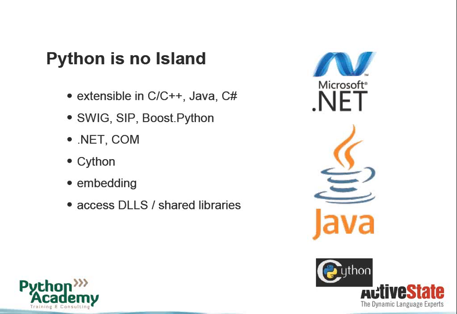Okay, but there are some advantages. Python is not an island. If you would like to reach out to other systems, Python can do this very easily. You can extend Python with C and C++. You can work with JSON, with Java, with C#, with .NET. There are SWIG, SIP, and Boost to wrap C and C++ libraries automatically. You can work with .NET, with COM. There's Cython, I will talk about it in a second. You can embed Python in other programs, and you can access even compiled DLLs or shared libraries, which is very nice. Next slide.